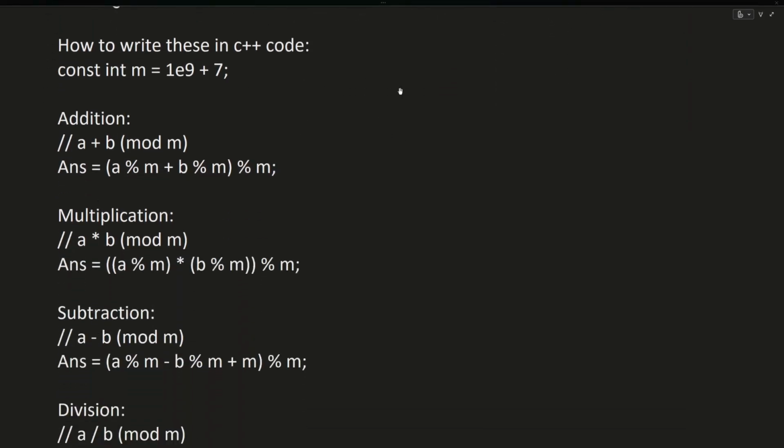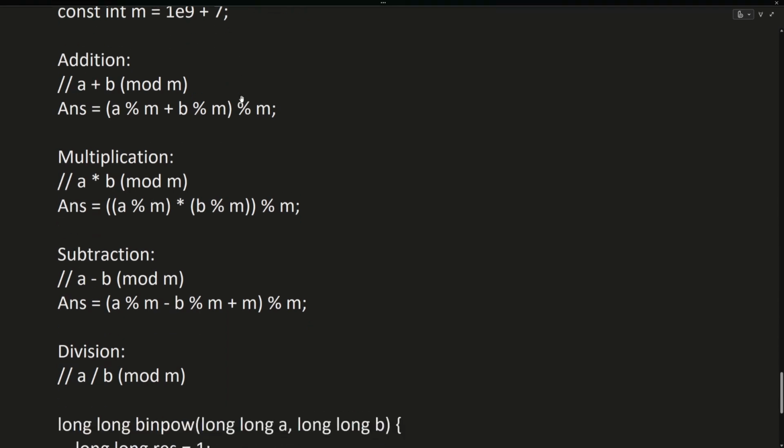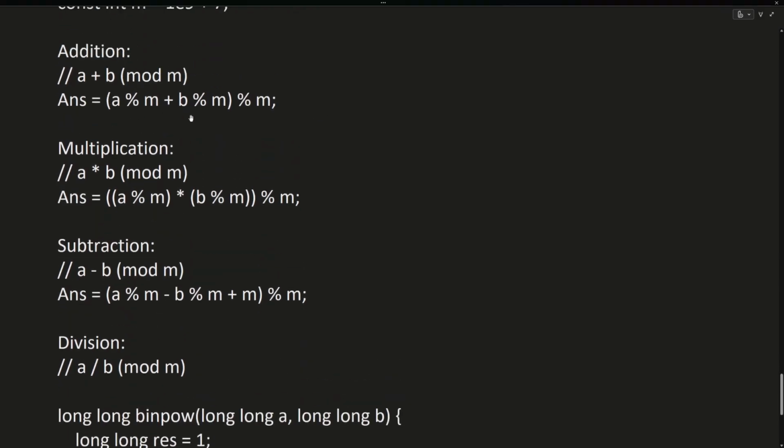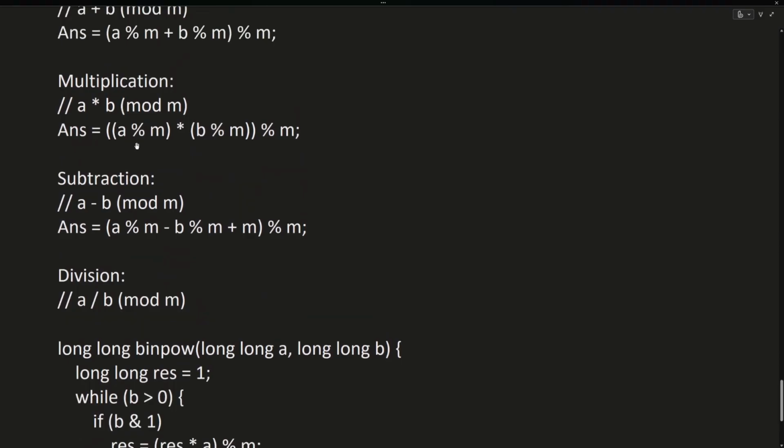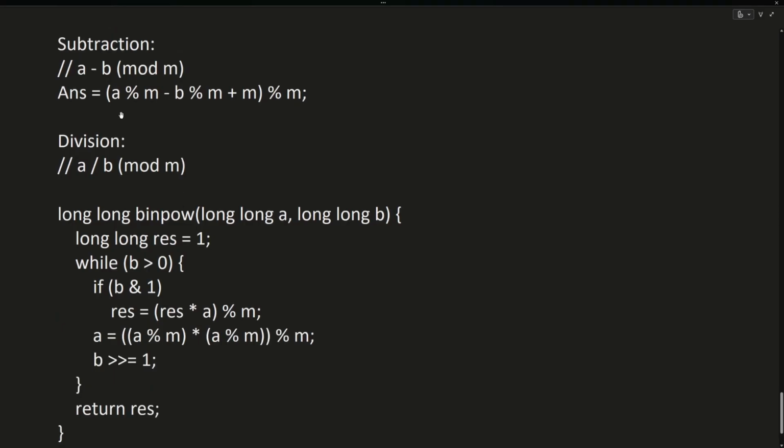Okay, so I have some snippets on how to write these in C++ code. So I've defined a const modulo m, which is 10 power 9 plus 7. This can vary across problems. So we have addition, which is a mod m plus b mod m whole mod m. And multiplication, you need to be a little careful. So we have a mod m whole into b mod m the whole modulo m. So we need these brackets here because modulo has a lower precedence than multiplication. And for subtraction, we have a mod m minus b mod m plus m whole mod m. I have covered this plus m earlier.